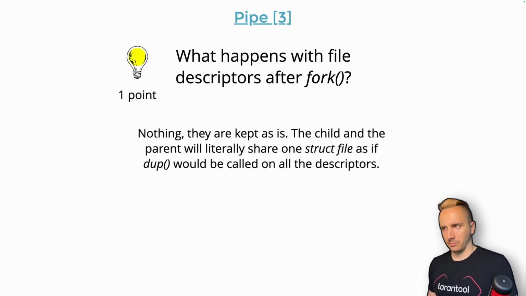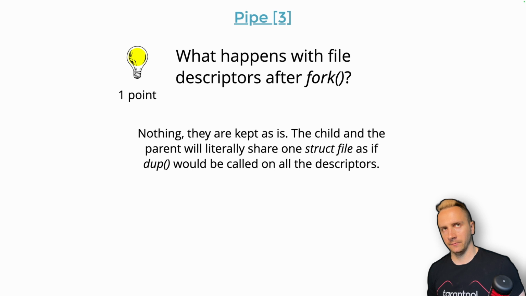Nothing happens, they are kept as is. The thing is, when you call fork, it's like all the file descriptors in the parent process were duplicated. So they will be one descriptor, but multiple references to the same descriptor.